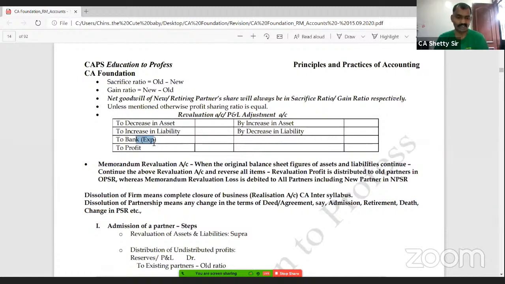Now the next crucial and important point is memorandum revaluation account. This also has been asked a good number of times. What is the meaning of memorandum? Whenever they use the word memorandum, it is slightly different from normal accounting treatment. It is something we normally don't follow, and if you try to follow that, that's called memorandum revaluation.